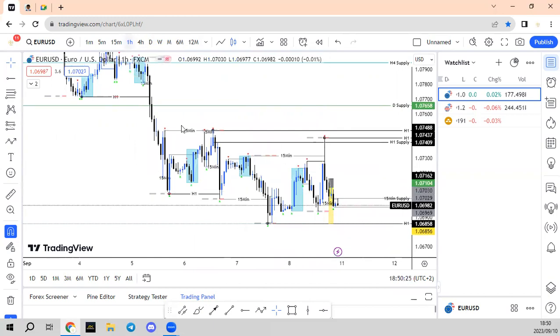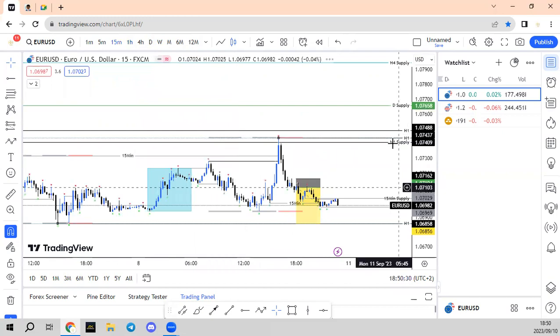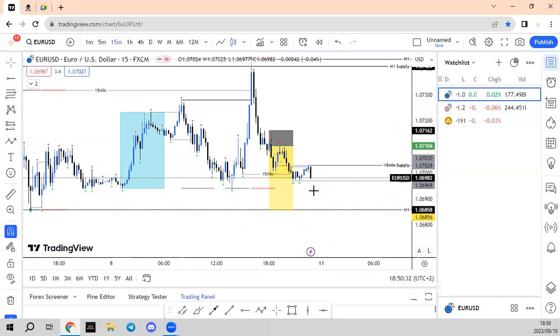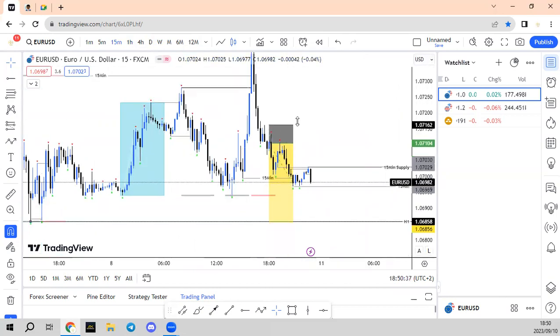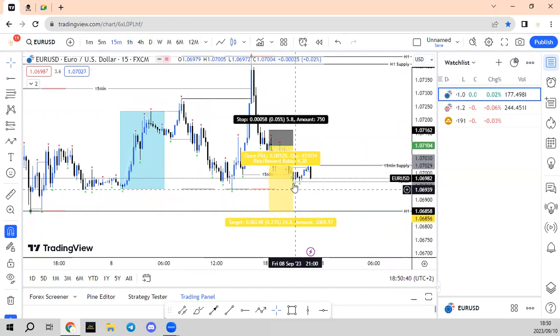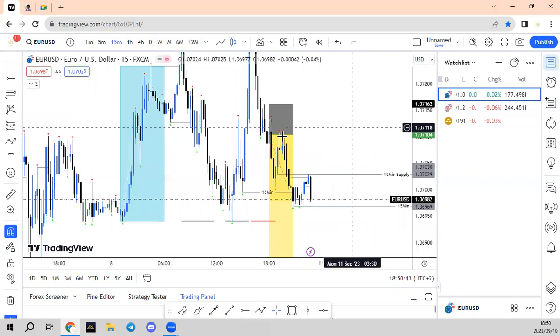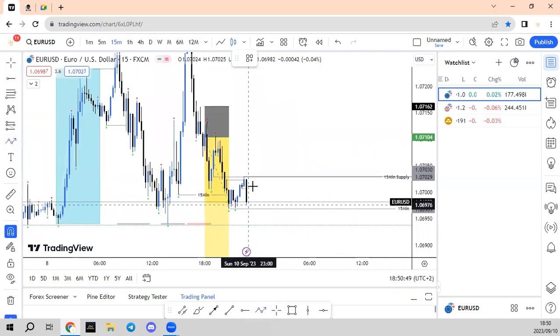Then we have a 15 minute range also, currently. It's from that high to this low, so this is a retracement. So Monday, if it does give me a chance, I'll be ready to sell like this.